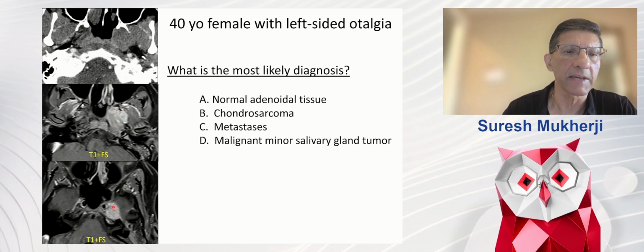And this is a T1 weighted image with contrast with fat suppression. And you can see where it's located. It's located up here into the cavernous sinus. So what is the most likely diagnosis? Is it normal adenoidal tissue, chondrosarcoma, metastases, or minor salivary gland tumor?